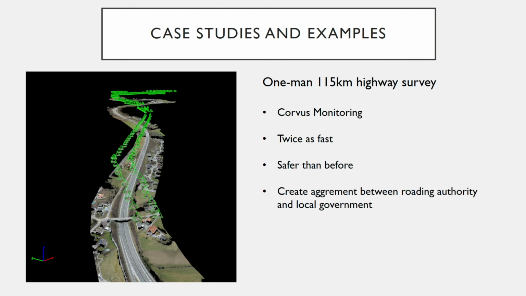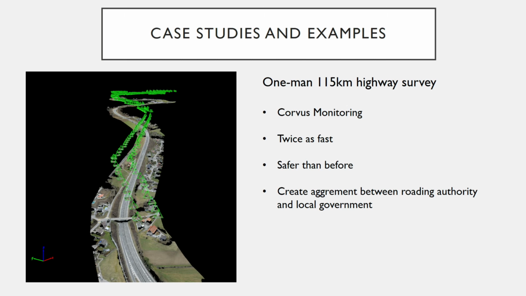So in the end, there's a case study about the use of mapping technology in drones. There was a 15-kilometer highway surveying solo project, and it was done by a company called Corvus Monitoring. The motivation for this project is because there was a disagreement between the roading authority and the local government. So the company was asked to draw the boundary line for the property for those two, for the roading authority and the local government.